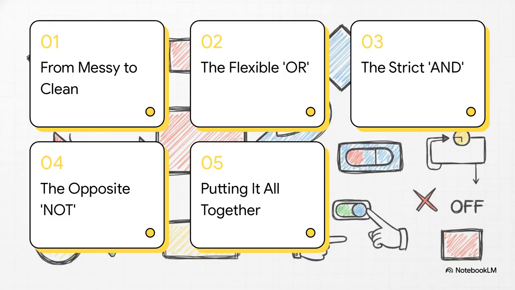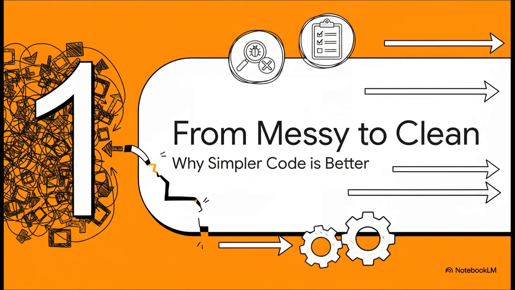So here's our game plan. We'll start by quickly touching on why this all matters. Then we'll get to know our three best friends for writing clean, conditional logic: the flexible OR, the strict AND, the opposite NOT. And finally, we'll see how to combine them all to handle some really complex decisions with total ease. All right, so first things first, why should we even care about this?